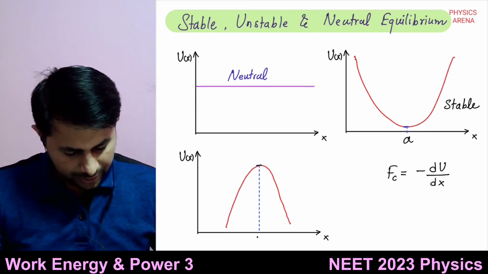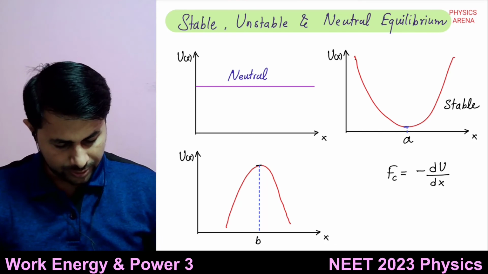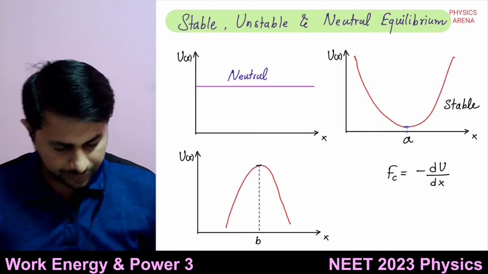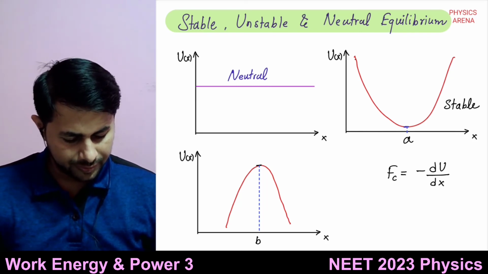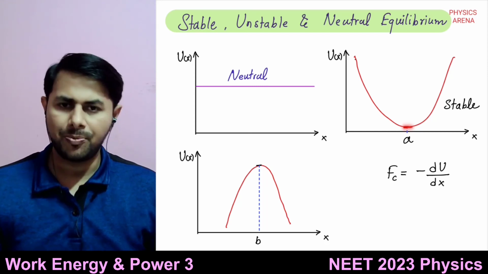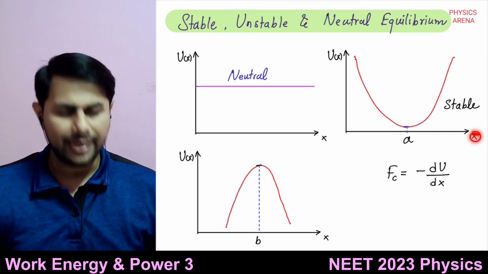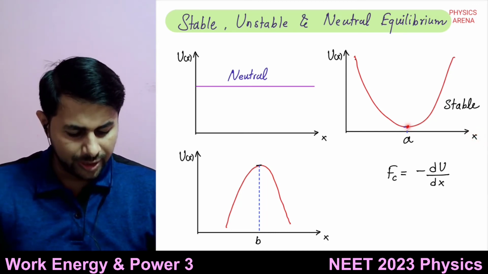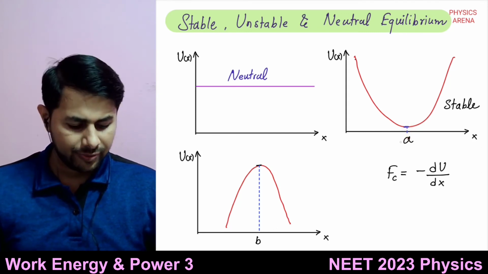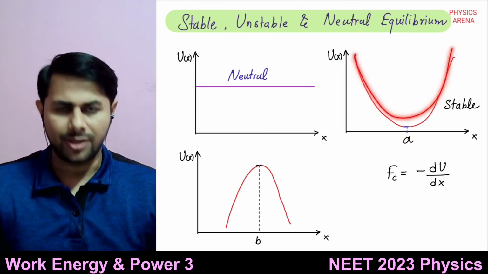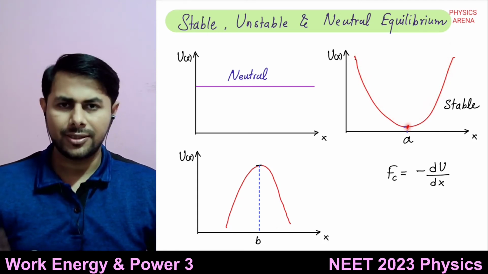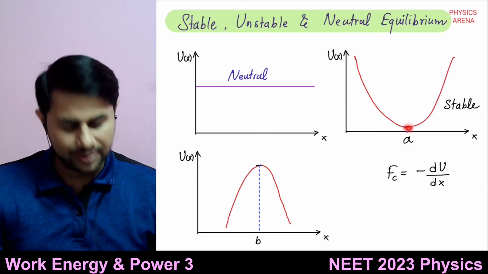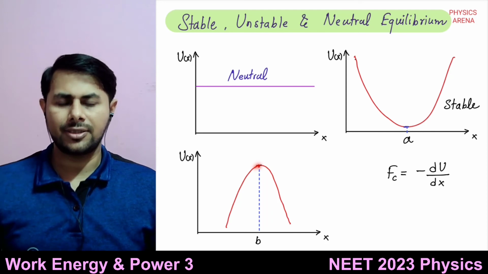And let's call this point B. So the slope of potential energy with respect to x is 0 here, and it's 0 here also. So that means if the object is here at x equal to a, in this potential, then it has 0 force acting on it. That means it is in equilibrium. So this is known as stable equilibrium. This one is known as unstable equilibrium.